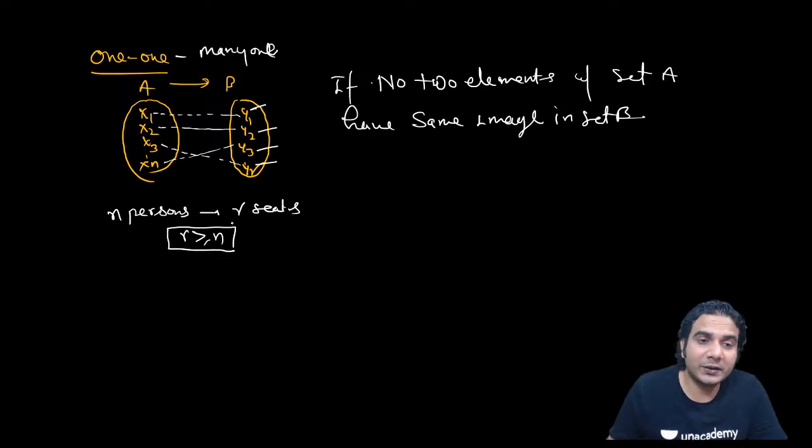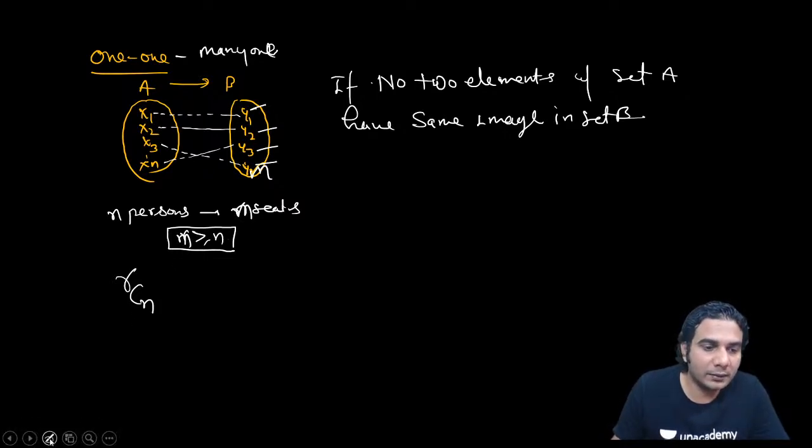So how many ways can you do that? In how many ways can you occupy? So you can select n seats first of all, rCn, all right? R is greater here. You can take M if you get confused with R. So take M, all right? M is greater than N.